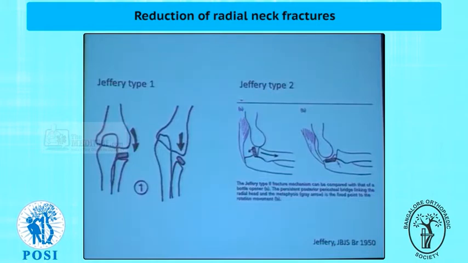On the other hand, a Jeffery type 2 is a much more severe injury. It is associated with an elbow dislocation, and while reducing the elbow dislocation, the radial head gets displaced and it lies posterior to the capitulum. Now we have to understand that all the closed reduction methods which I described were for Jeffery type 1. These closed reduction methods will fail in case of a Jeffery type 2.